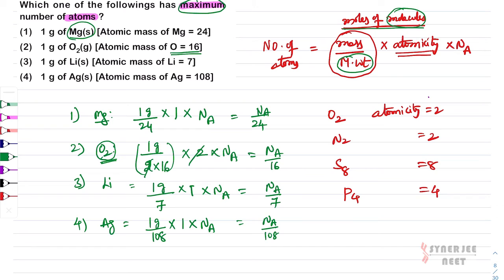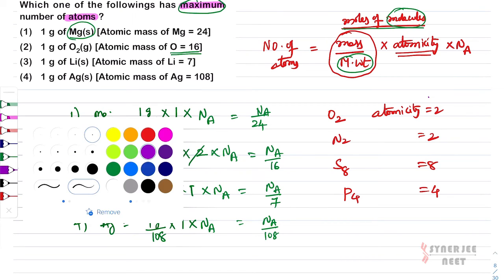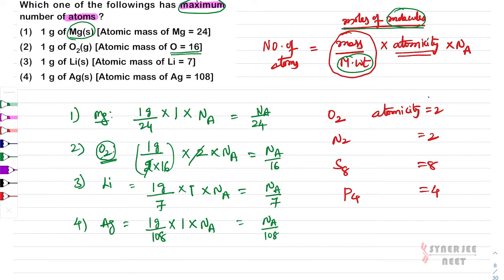Now they are asking which one has a maximum value. The one which has a smaller denominator will have the overall maximum value, because the numerator is the same in all of them. So if the denominator is small, that overall value will be higher. So which one has the smallest denominator among all? This one has the smallest denominator, therefore this will have a higher value, lithium. So the answer should be 3.